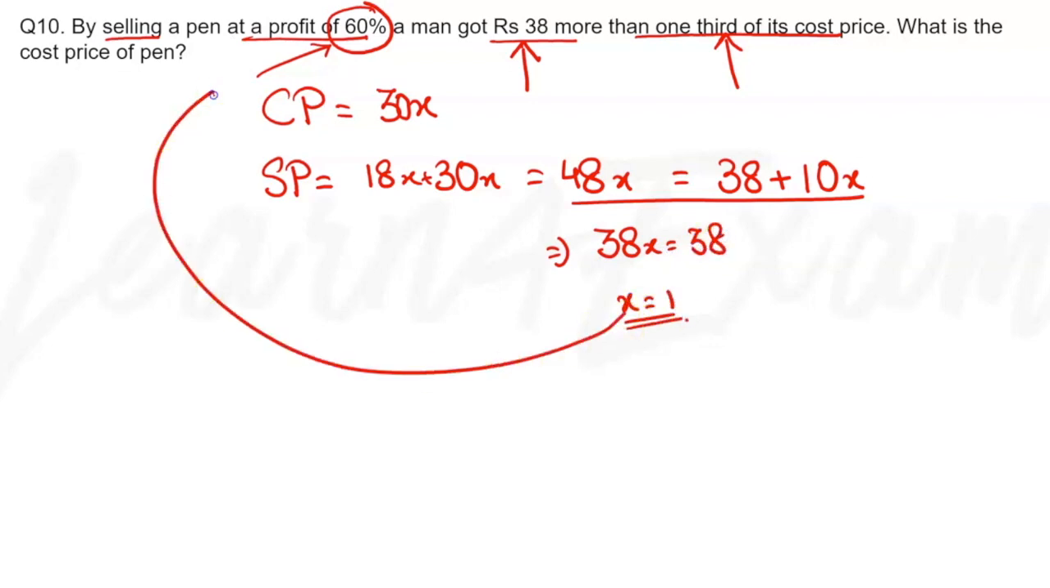If the value of x is equal to 1, the cost price of the article would become 30 rupees and the selling price of the article becomes 48. What do I need to find out? What is the cost price of the pen? So yes, the answer for this question is 30.